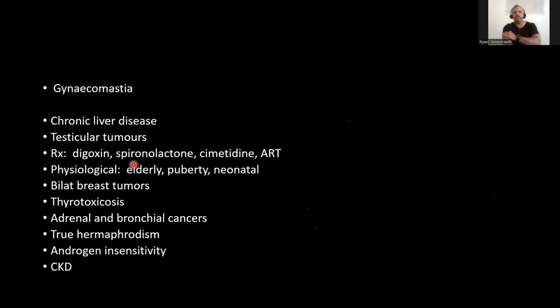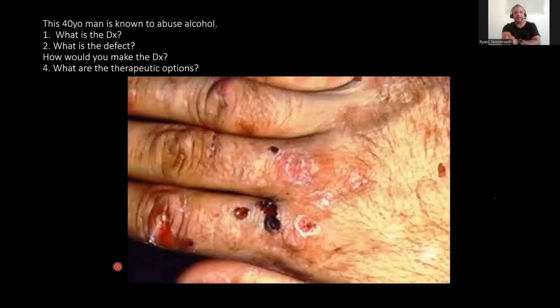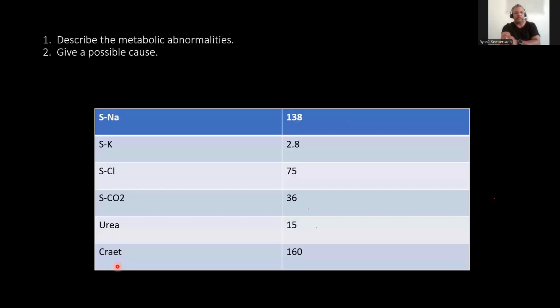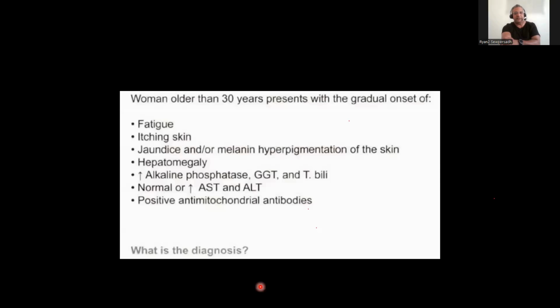What about drugs like DIG, spironolactone, cimetidine, the older estrogen receptor antagonists, all the way up to adrenal and bronchial cancers, right? This is porphyria cutanea tarda. Don't want to get into that too much. This is what we discussed before, hypokalemic, hypochloremic metabolic alkalosis with a fair degree of acute kidney injury. So this is most likely a gastric outlet obstruction.